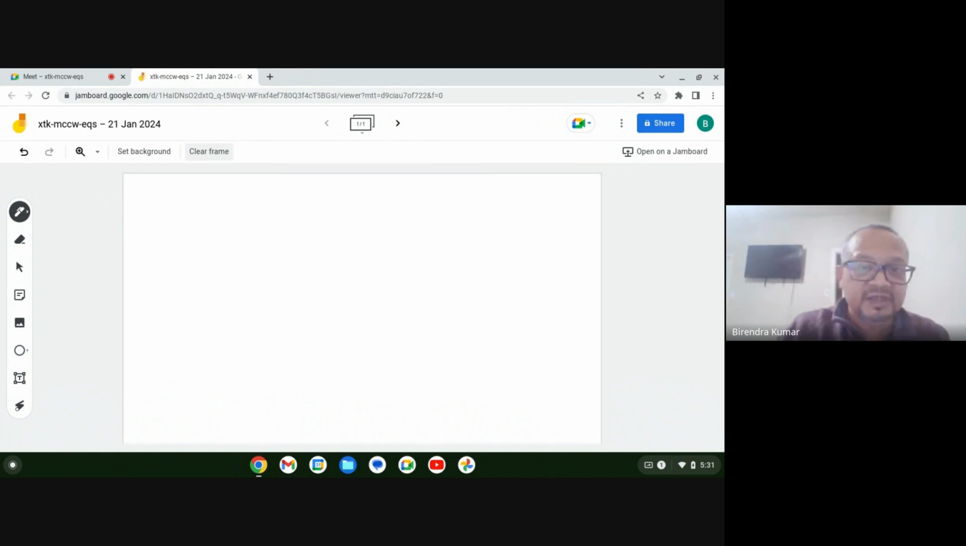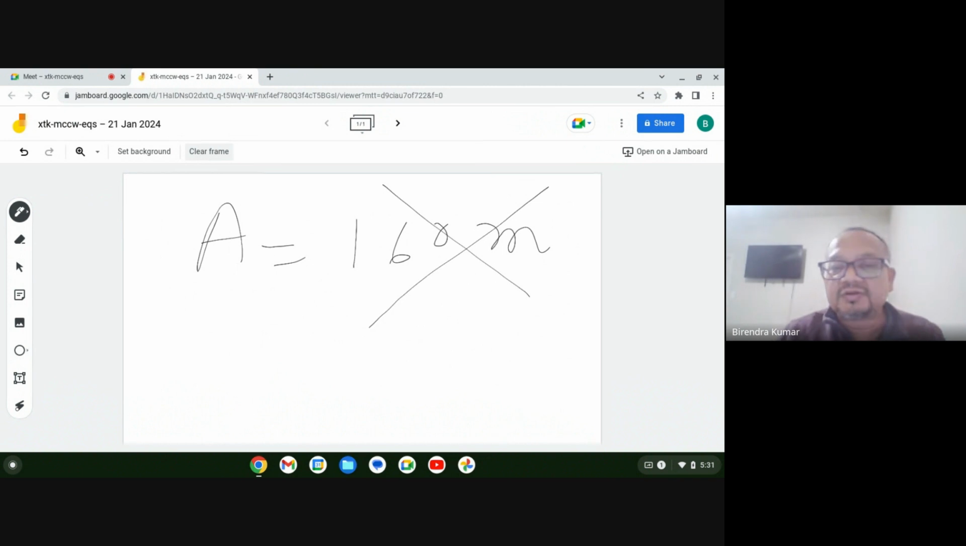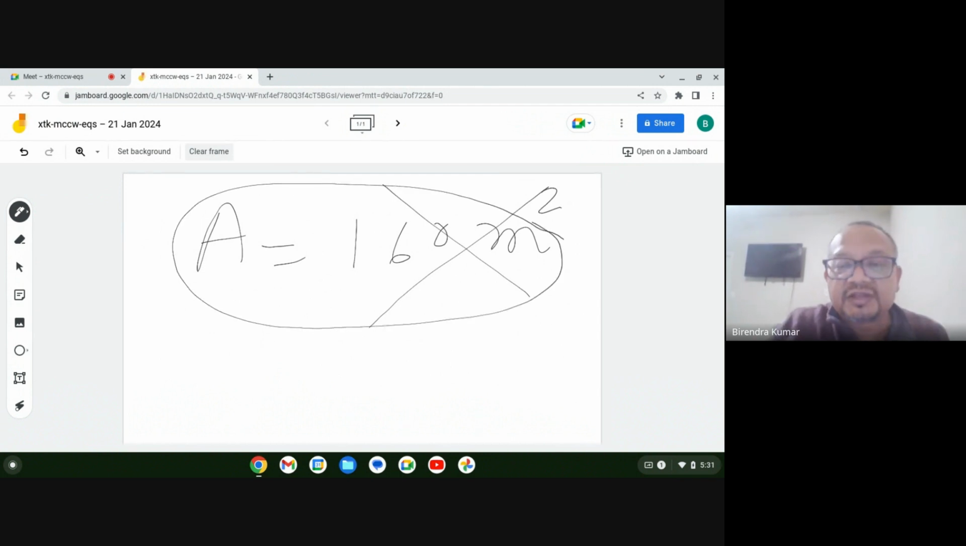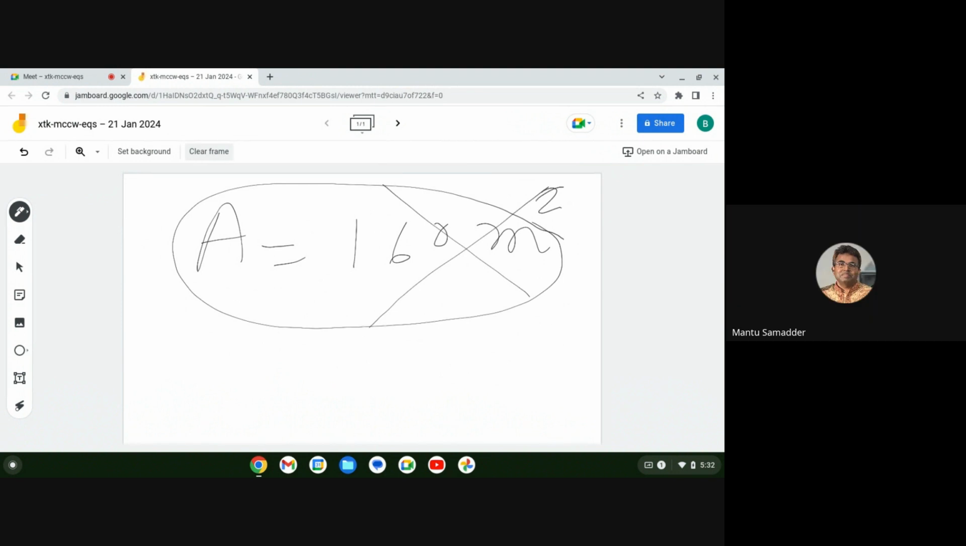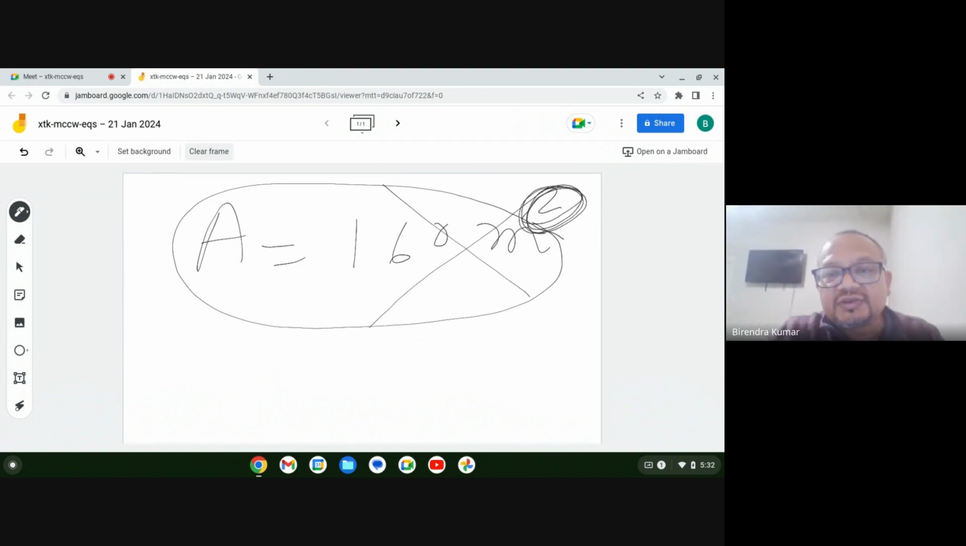there's something wrong. If somebody says the area of a triangle or a square or a rectangle is 160 meter, this is not possible. It has to have a square because area is always derived by multiplying two sides, be it a triangle, a rectangle, a square or any shape. So if you don't see a square in the unit, that means there is something missing.